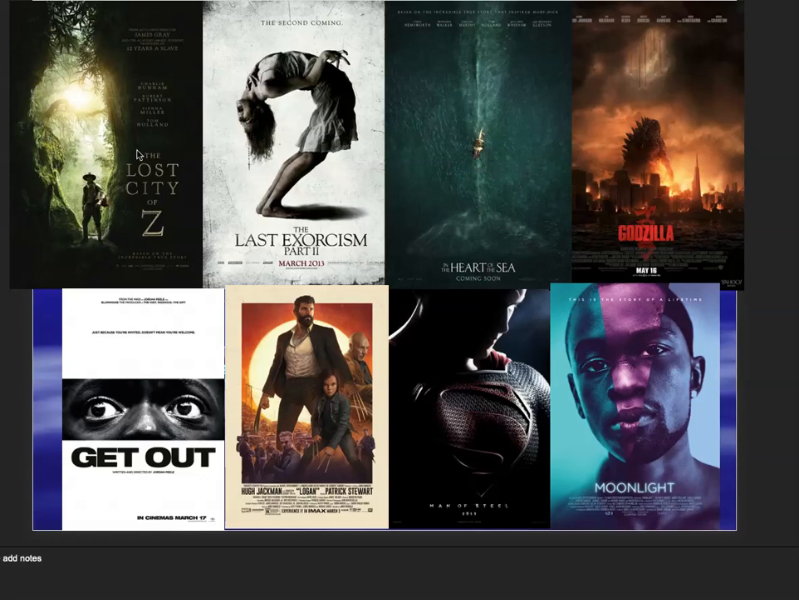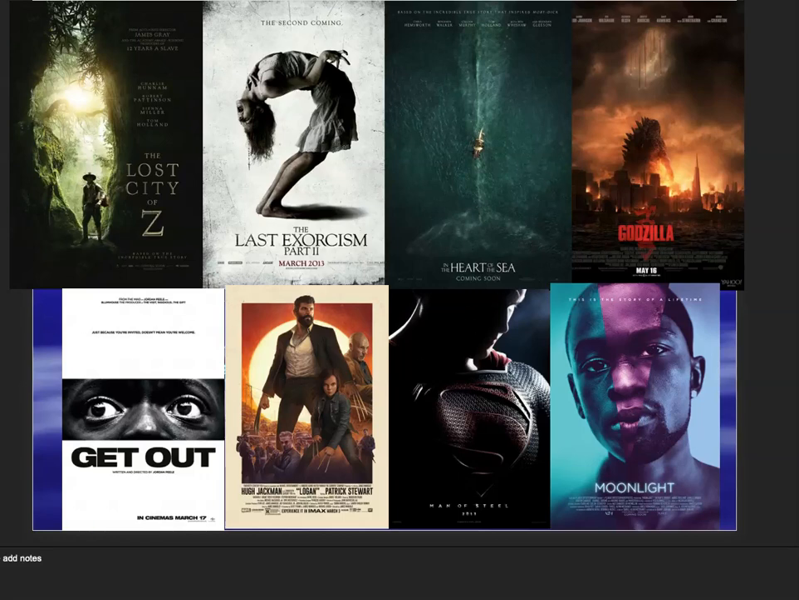Hey, look at that, right? That makes sense. The Lost City of Z. Look at this. We got this Indiana Jones type of thing going on here, right? You know, where we have all kinds of stuff happening. Okay, right. So we have all kind of looked at this movie poster.